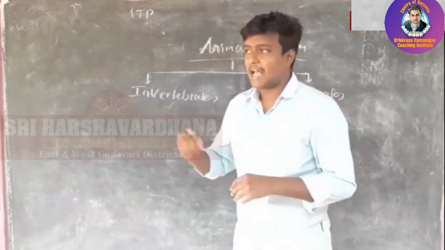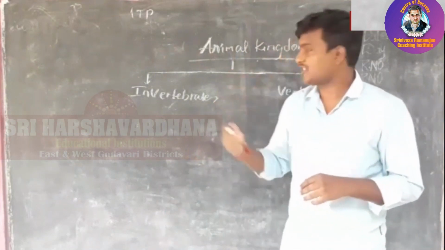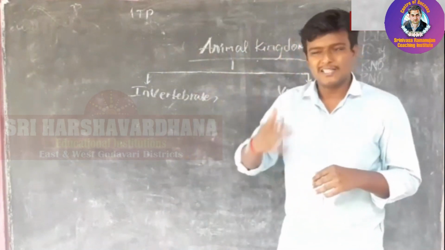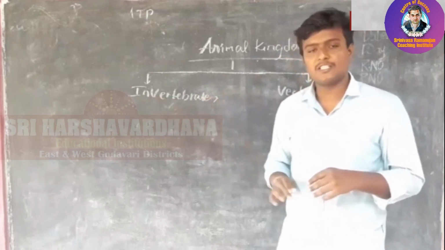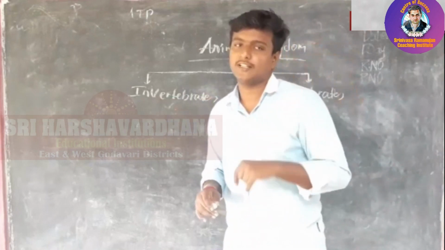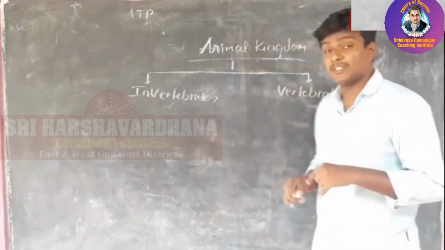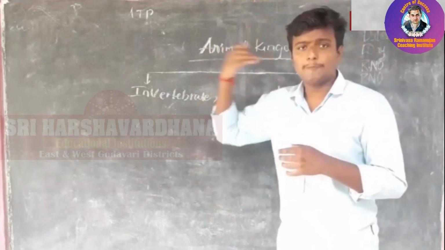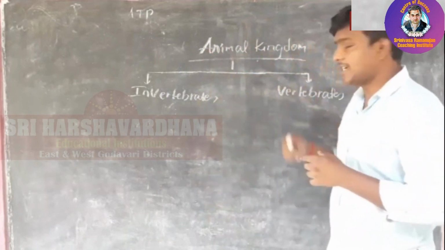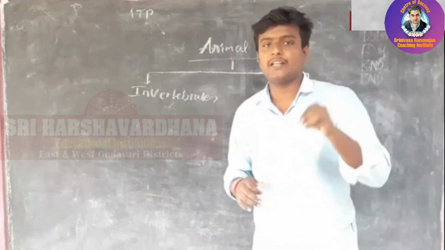There is one simple definition for invertebrates and vertebrates. Invertebrates do not have a backbone. But vertebrates have a backbone in their spinal cord, and we call them vertebrates. It is a very simple definition.